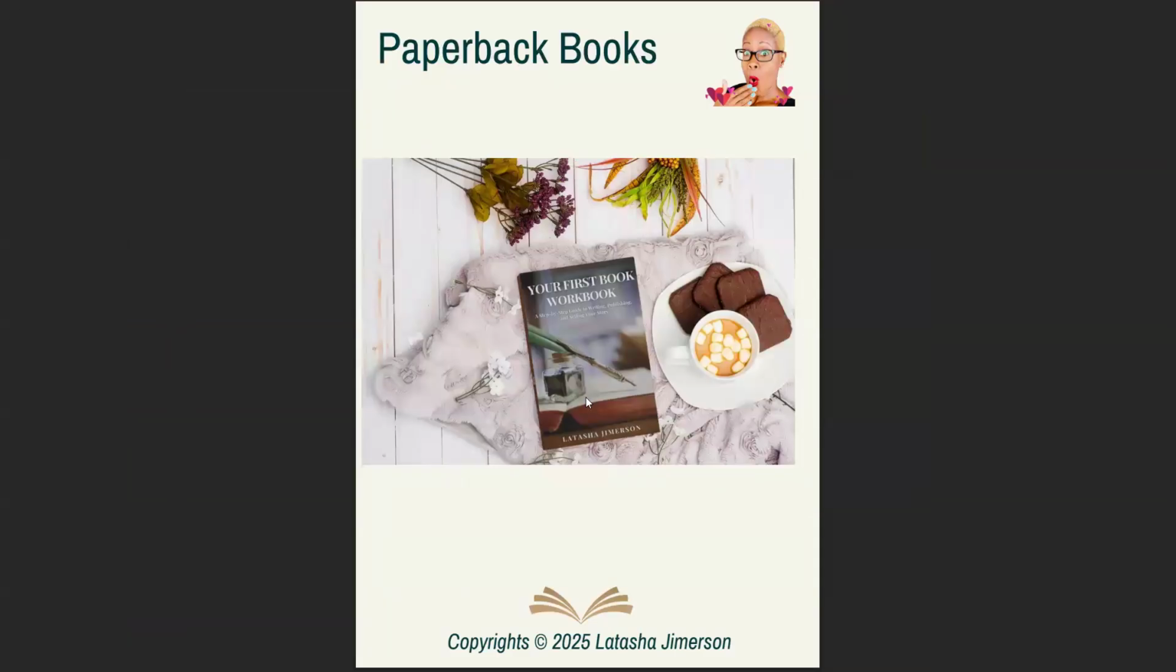Your title. Here's my most popular book. It's called Your First Book Workbook, a step-by-step guide to writing, publishing, and selling your story. Okay, Latasha Jimerson. It's for authors. It's for people who are interested in writing and telling their story, specifically autobiographical and memoirs, which is my focus.